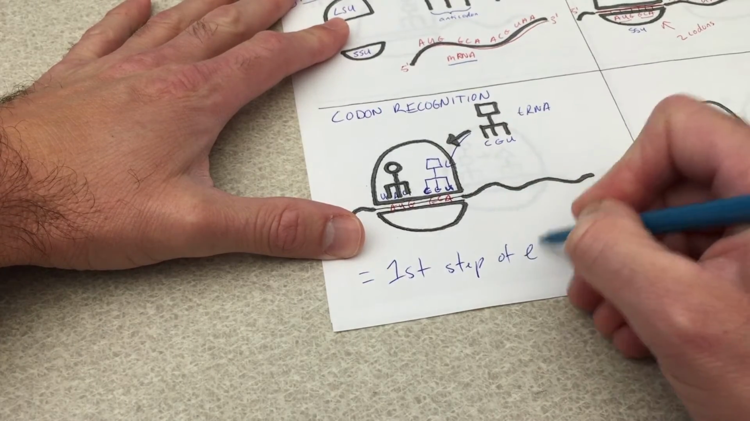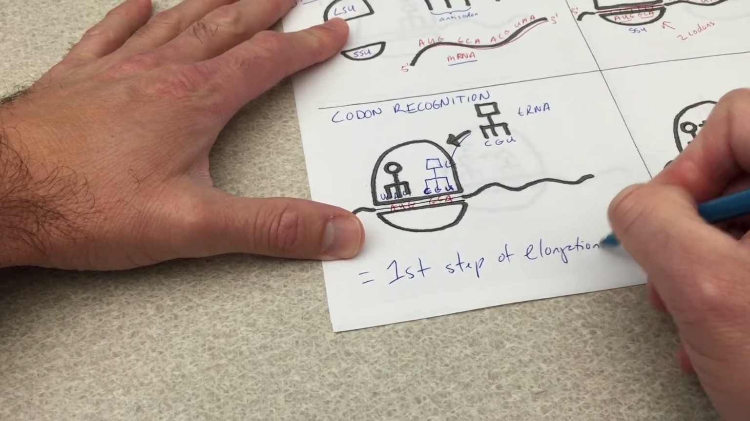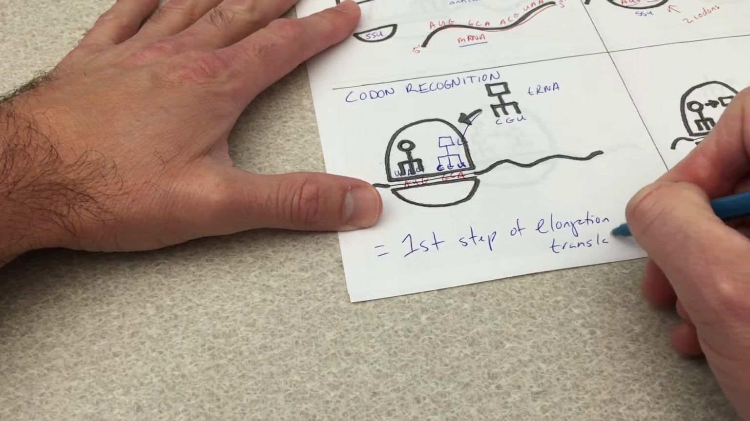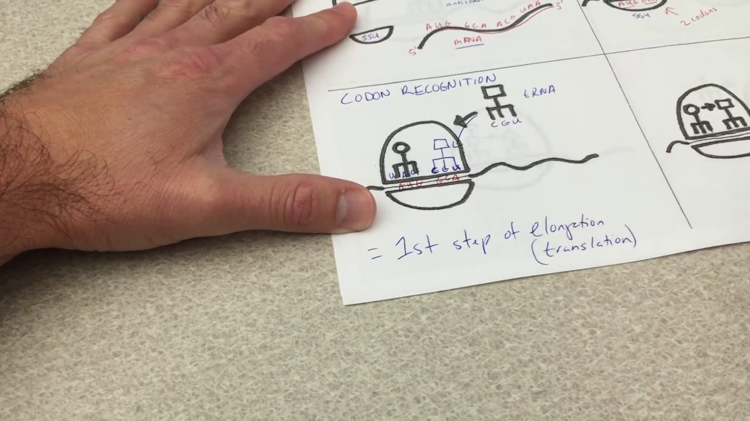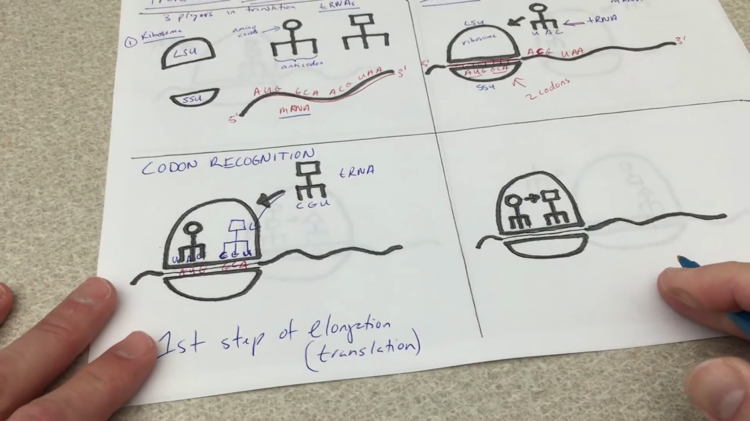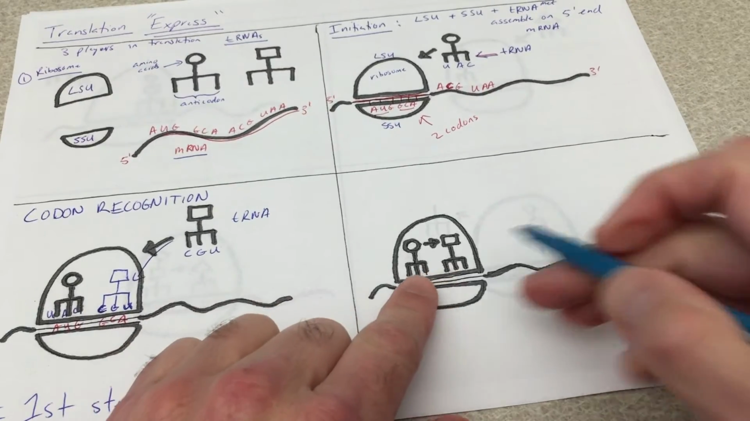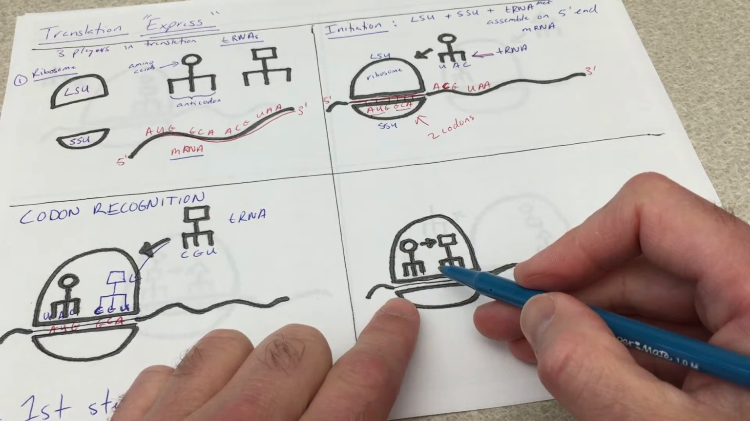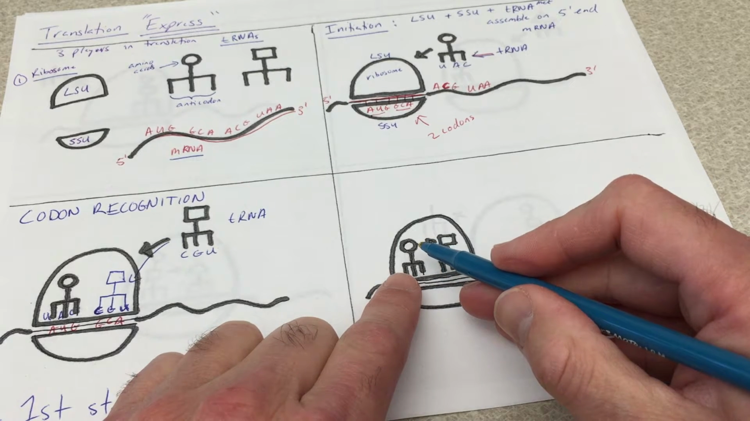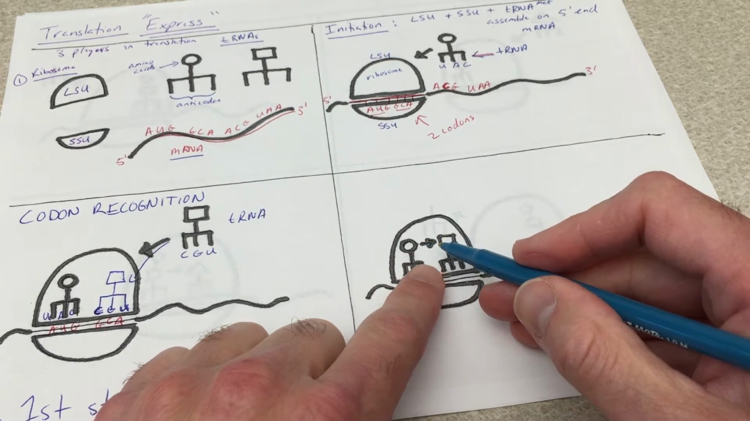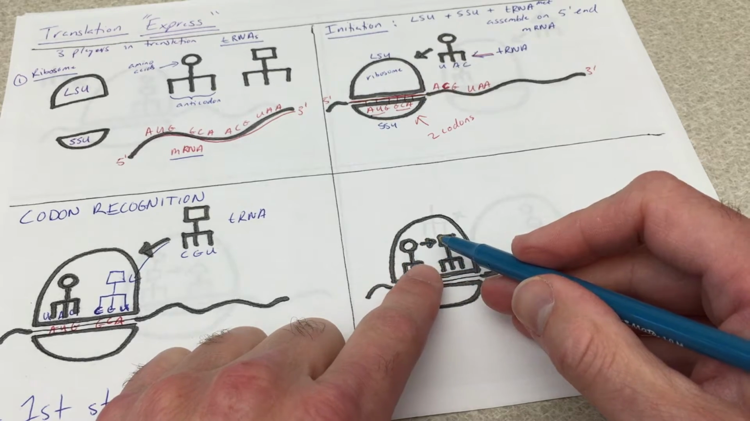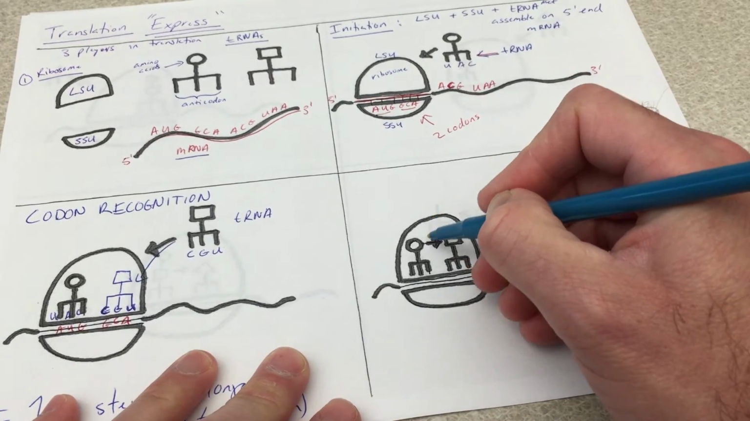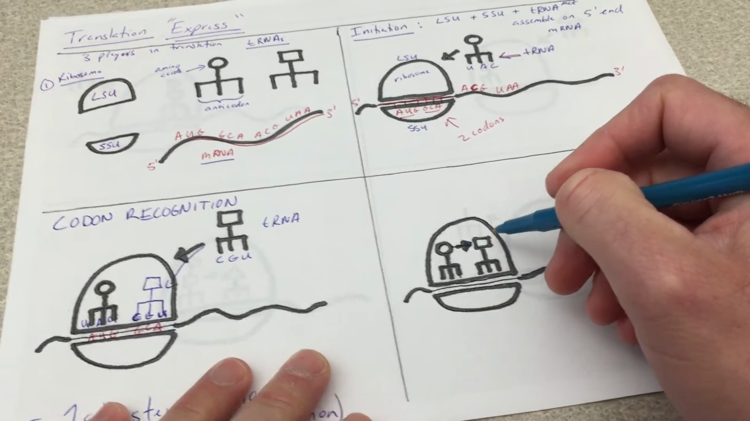So the first step of elongation, not of transcription, but of translation. The next thing which occurs, now we have these tRNAs that are adjacent to each other inside of the ribosome. What is the name of the bond between amino acids? Peptide bond, right? So here, this arrow indicates that we are going to create a peptide bond.